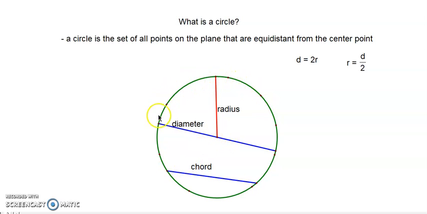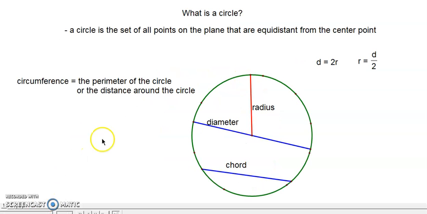And the distance around the circle, so imagine this were a rectangle or a square, what would you call the distance around? Well, we call it the perimeter, but in a circle, we don't call this the perimeter, we call it the circumference. So the circumference is the perimeter of the circle, or the distance around the circle. So imagine this being a track, and you were running around the track. The distance of one lap would be the circumference.